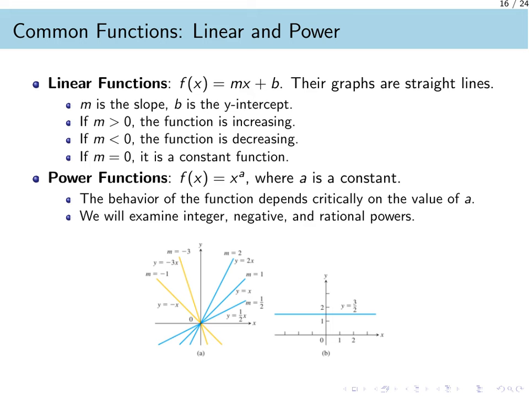The second family is the power function, which has the form f of x equals x to the power of a, where the exponent a is a constant. We will soon examine how the graph changes for integer, negative, and rational powers. Recognizing these two simple forms is the first step toward understanding more advanced functions.